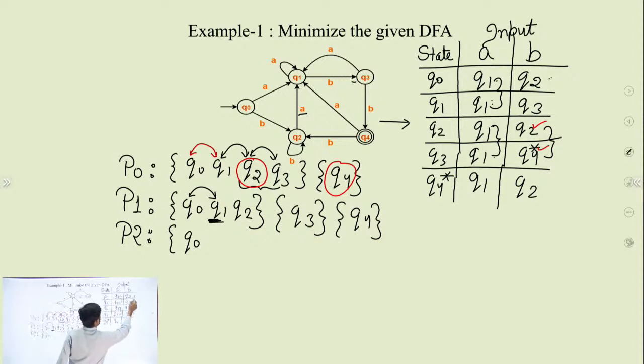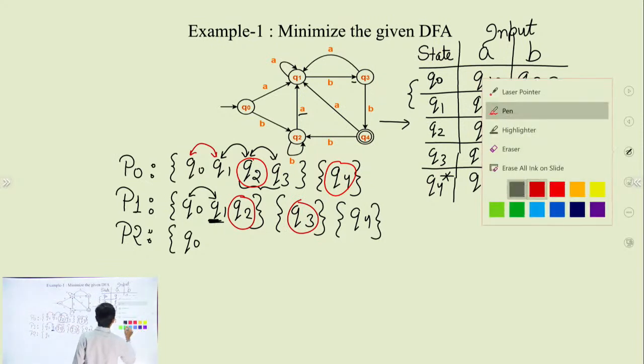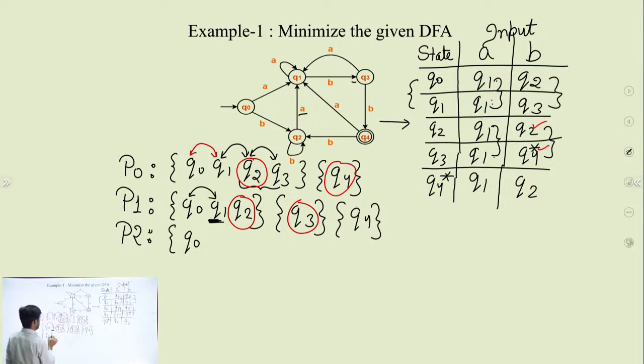Now see Q2 and Q3. Q2 is in set 1 and Q3 is in set 2. So they are in different sets. So we partition Q2 from Q0 and Q1. So we partition them.